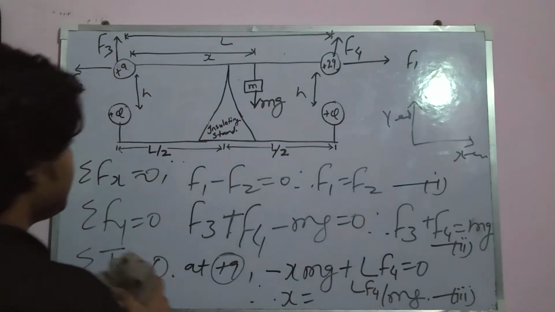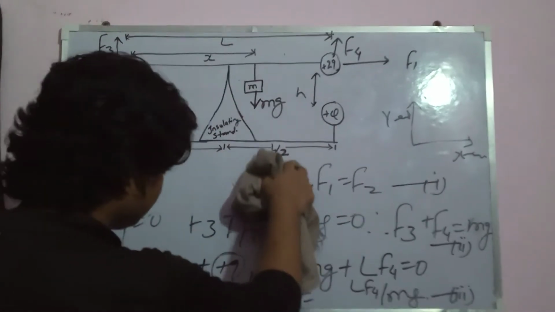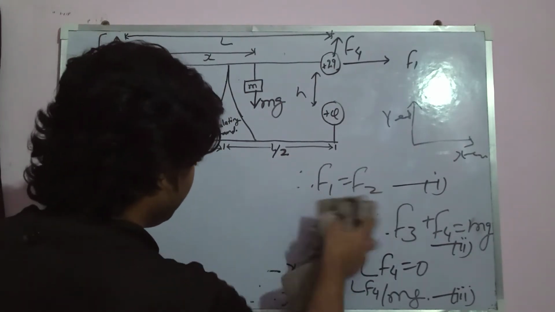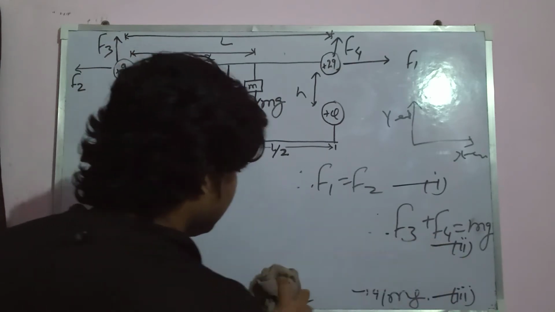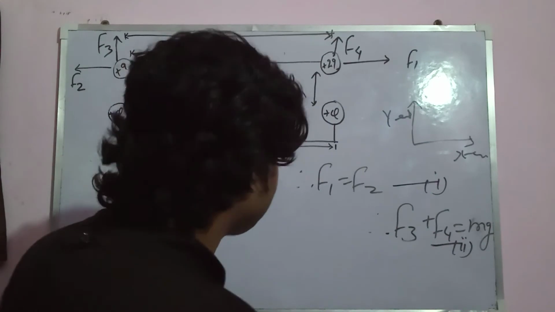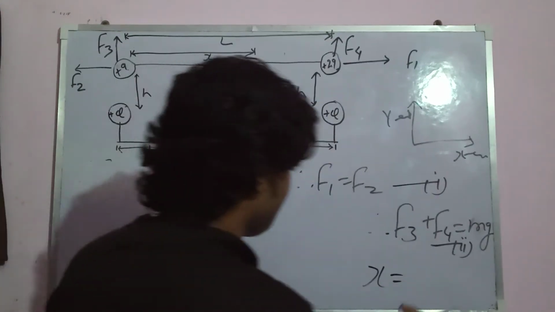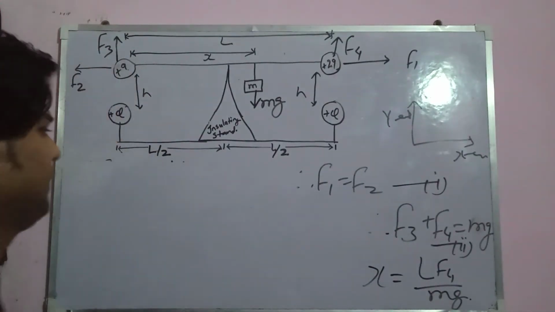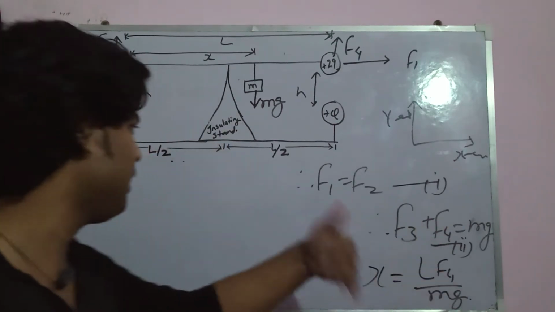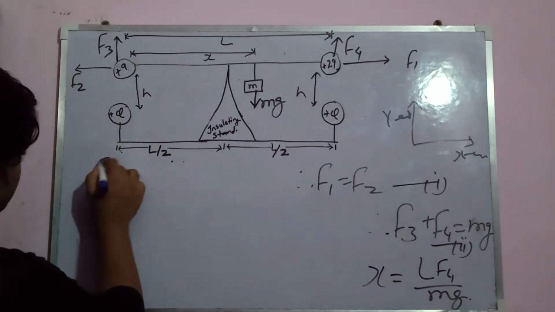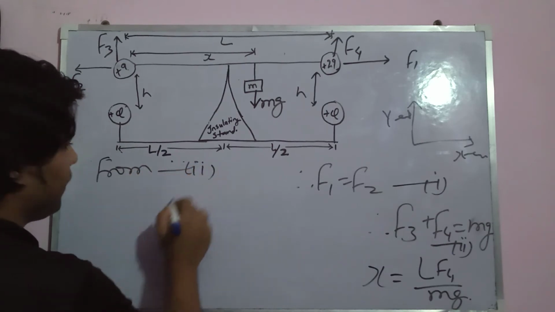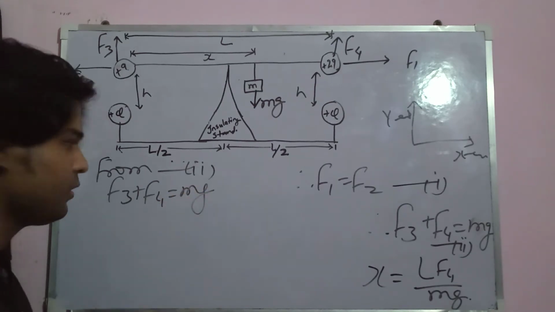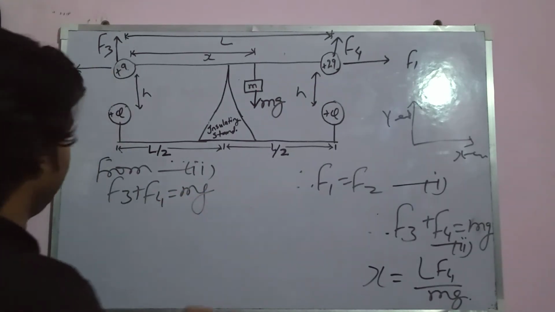Now I need to erase some space here, leaving something. I need this space. So x is equals to LF4 by mc. This is my x, but x contains a variable F4. I'll have to resolve that variable from equation 2. From what? What happened? Is it not recording? Yeah, it's recording. So I'm on the verge of the end.